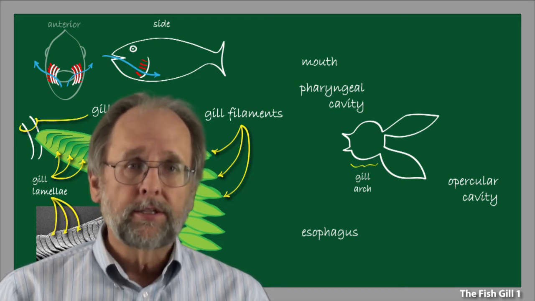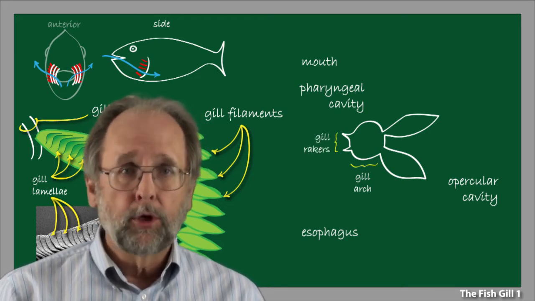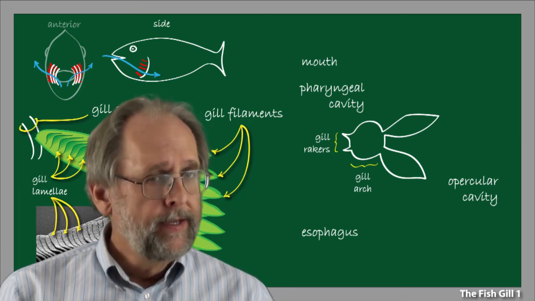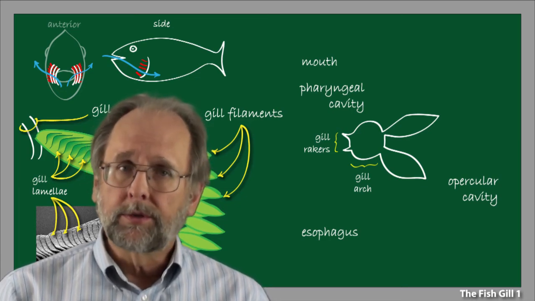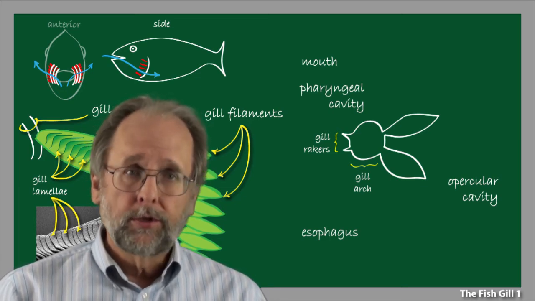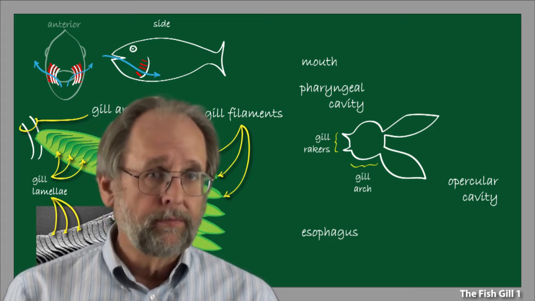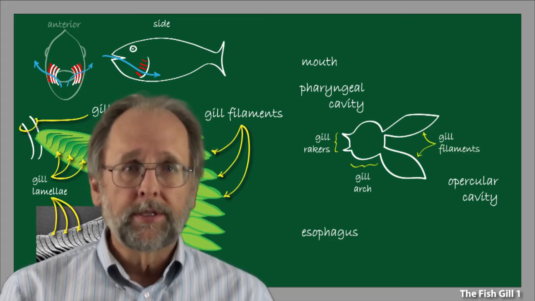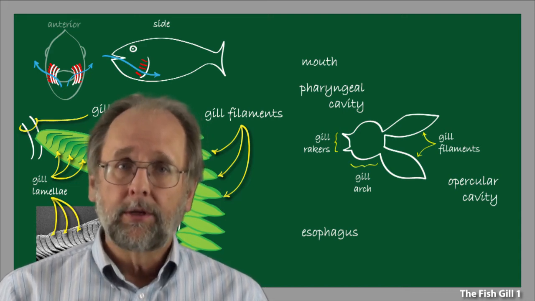Each gill arch has a pair of rigid ridges along them known as gill rakers. These act to deflect large particles from moving through the gills, which could potentially clog or damage them. The paired gill filaments project from the gill arch into the opercular cavity.